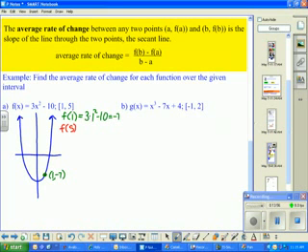And then at 5, I have 3 times 5 squared minus 10. So 25 times 3, that's 75, minus 10 would be 65. Now this is not going to be to scale, but we're going to draw it up here. So I have 5, 65. So those are my 2 ordered pairs, and every single time you'll want to find those 2 ordered pairs.